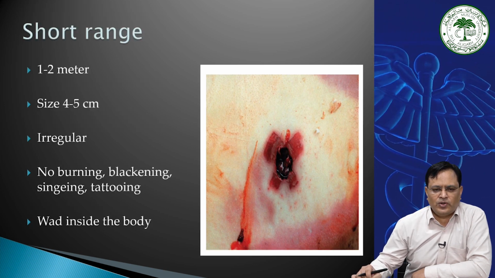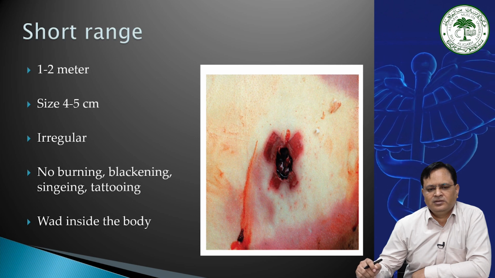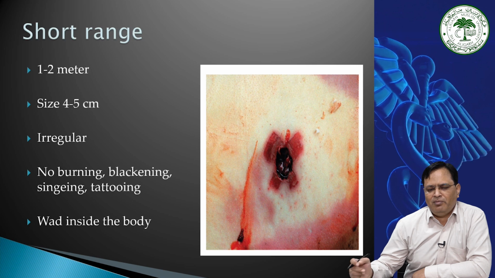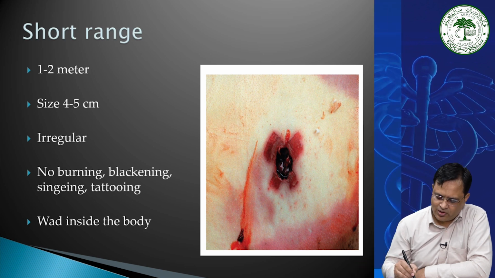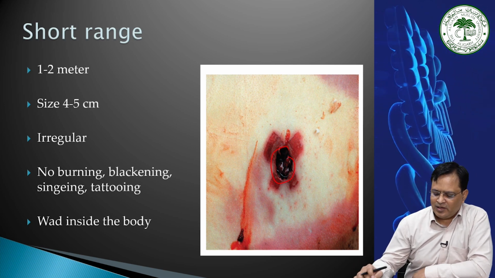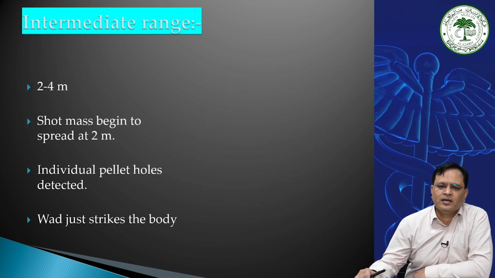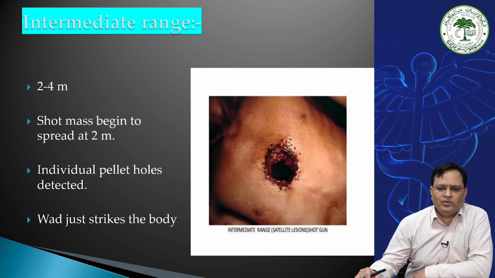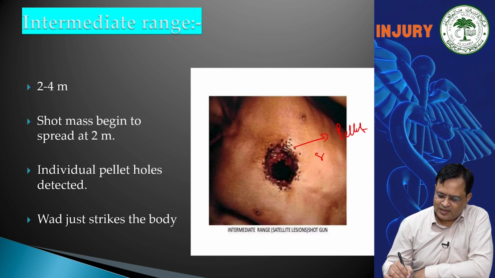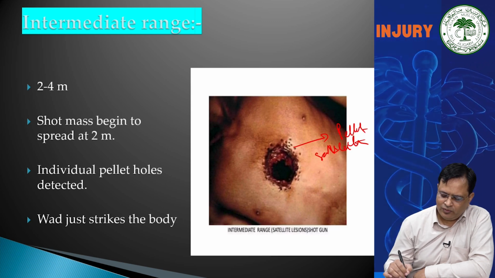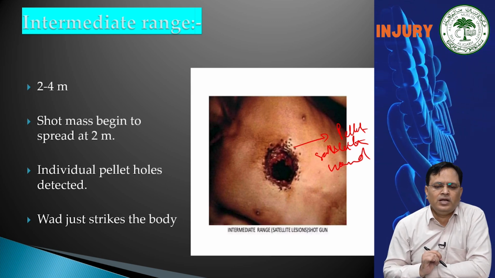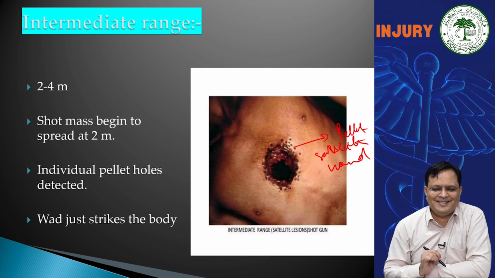Short range, 1 to 2 meters, size 4 to 5 centimeters, irregular, no burning, blackening, singeing or tattooing. Wad may be present inside. It is a short range where burning and tattooing are absent. Then at intermediate range, you can find pellet wounds. Pellet wounds are called satellite wounds. Shot mass margin spreads to 2 meters. Individual pellet holes are detected. Wad just strikes the body.